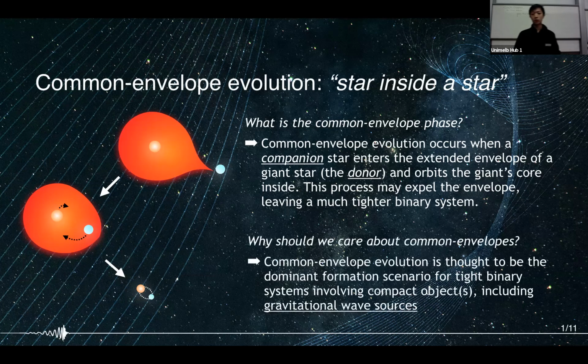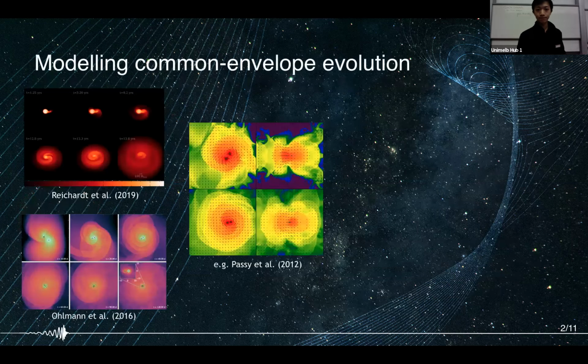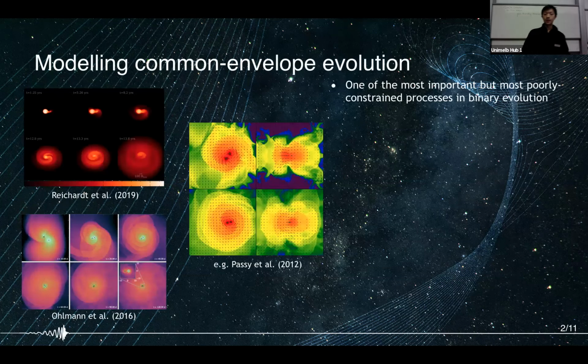Now, why should we care about common envelopes? Well, common envelope evolution is actually thought to be the dominant formation scenario for tight binary systems that involve compact objects. And that includes gravitational wave sources, binary black holes and double neutron stars that will merge in the lifetime of the universe. And also a lot of other fun things, including X-ray binaries, progenitors of type 1a supernovae, and more. Common envelope is one of the most important phases in binary evolution, in that it's very transformative, but it's also one of the most poorly constrained processes in binary evolution.